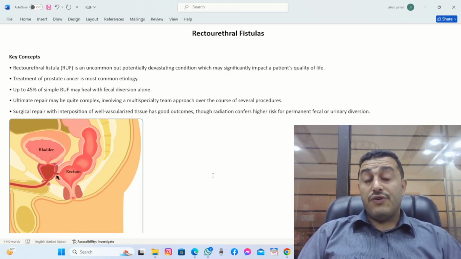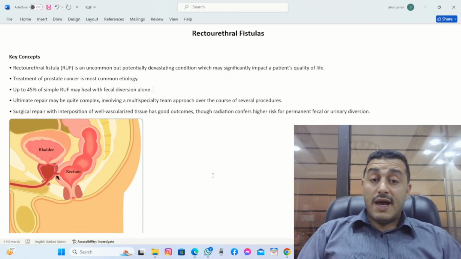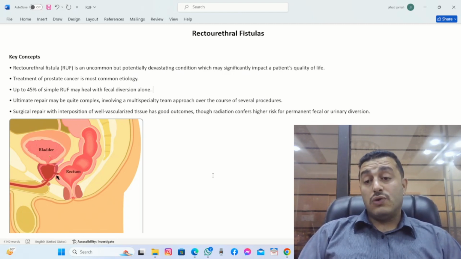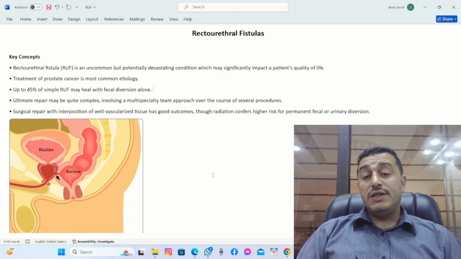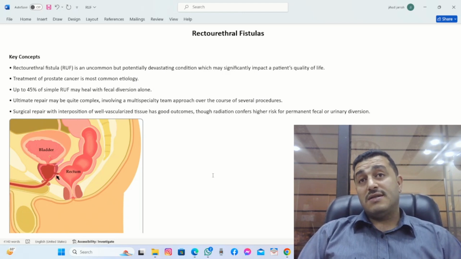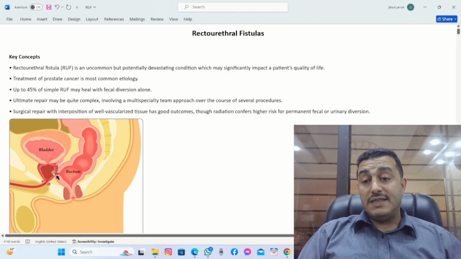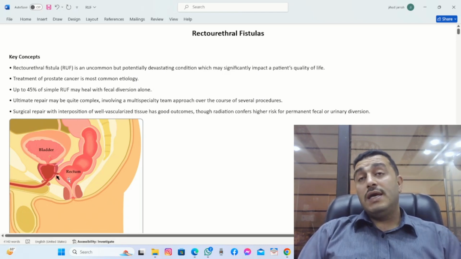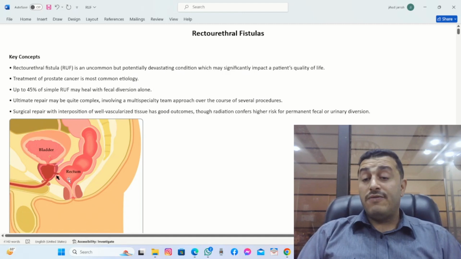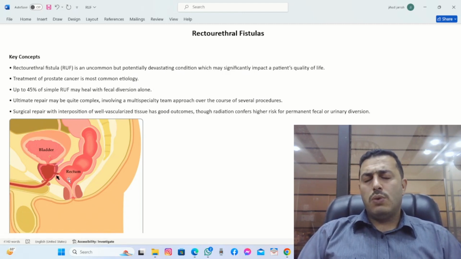We will review the different types of fistula we have, and we include in this category simple and complex fistula, and we will see that simple fistula may be treated with fecal diversion. This is a permanent or temporary stoma, which will divert stool from the affected area, and this may heal up to half of the simple fistulas, and we will define simple fistula in the next few minutes.